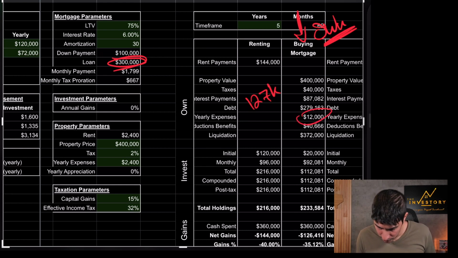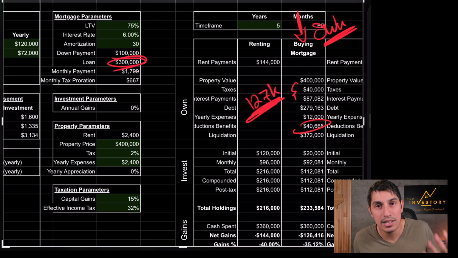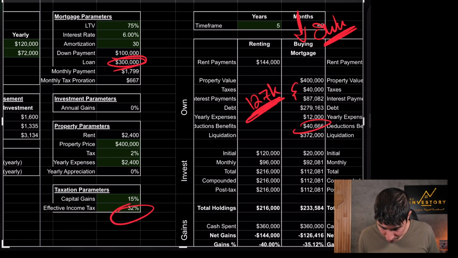Yearly expenses, again, just math. And then this portion here is really important, deductions, benefits. So remember this portion here, when we took the taxes and the interest payment? Because these are tax deductible, it means that I'm not paying income tax on $127,000 over the course of 5 years. Now, if my effective income tax is 32%, it means that I saved something like 40 grand. 40 grand of money that I didn't pay. This is net in my pocket. This is not imaginary numbers here. It's really important to account for that.